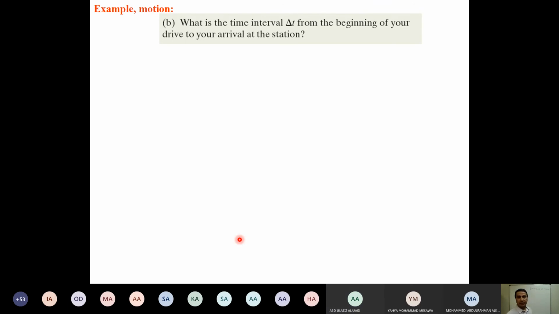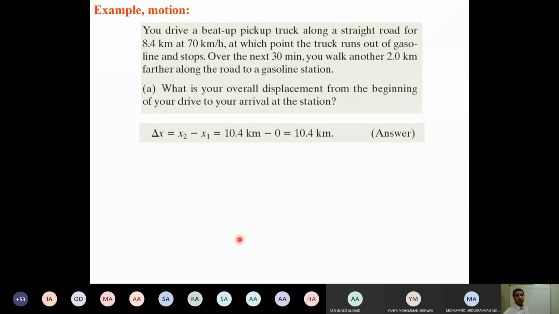What is the time interval T from the beginning of your drive to the arrival at the gas station? So how much time have you spent? Well, in this, we know it is half an hour, right? For the last part, we know the T2 is 30 minutes, which can be translated as 0.5 hour. But for the first part, we don't know.